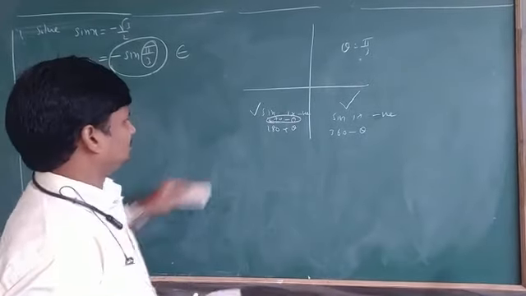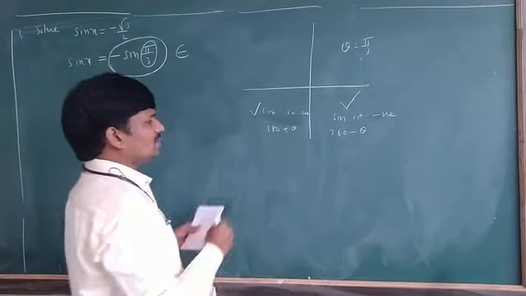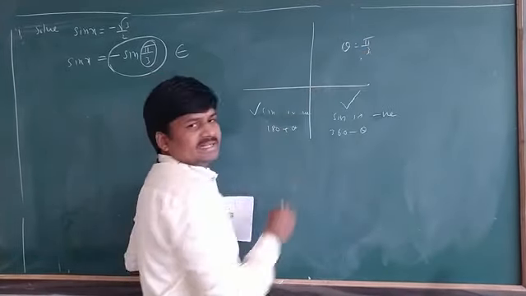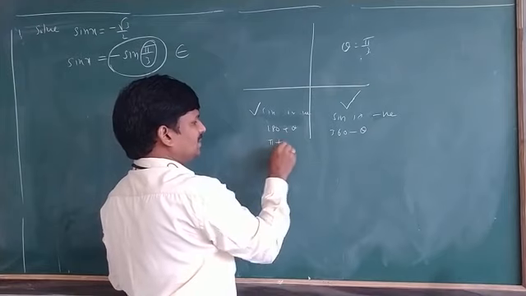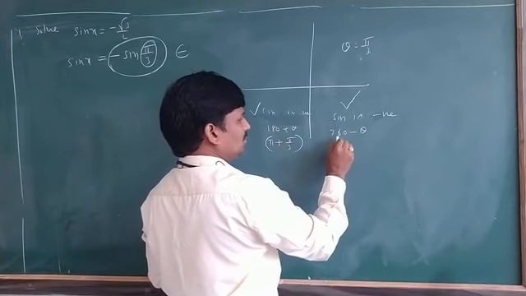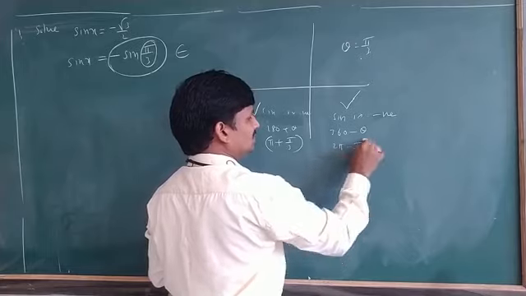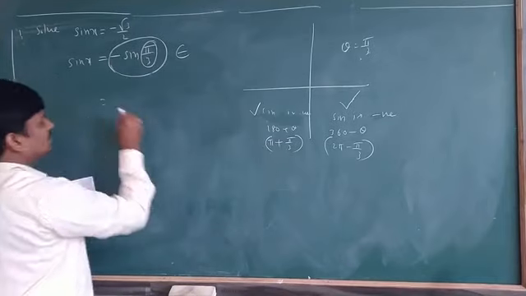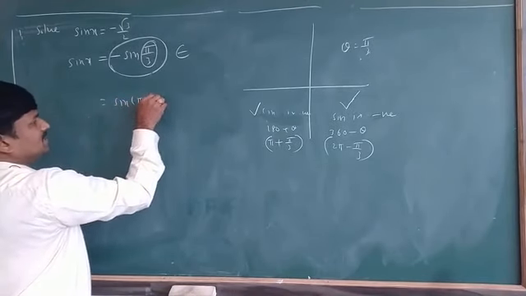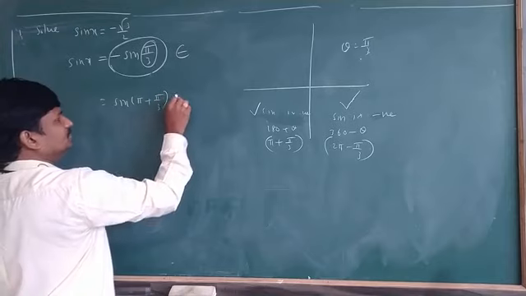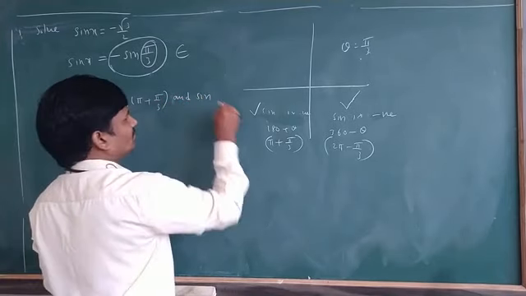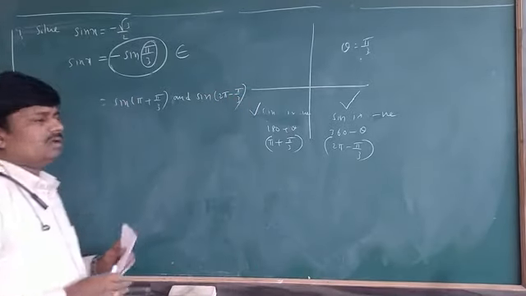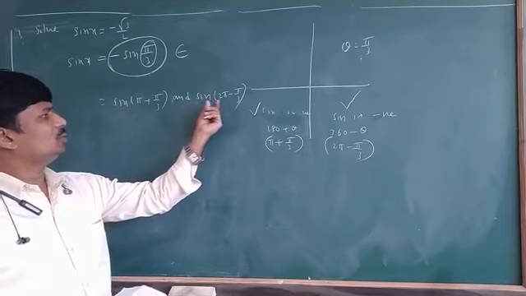Remember that. So here 180 plus theta, 360 minus theta. Theta means pi by 3. So 180 means pi, pi plus pi by 3. Here it is 2 pi, 2 pi minus pi by 3. So now in the place of minus sin pi by 3, what can we write? sin of pi plus pi by 3 and sin of 2 pi minus pi by 3.